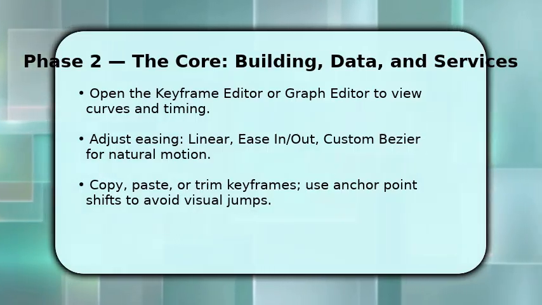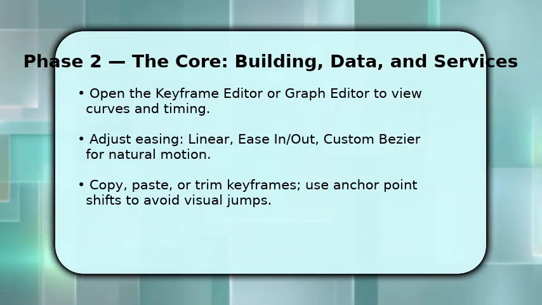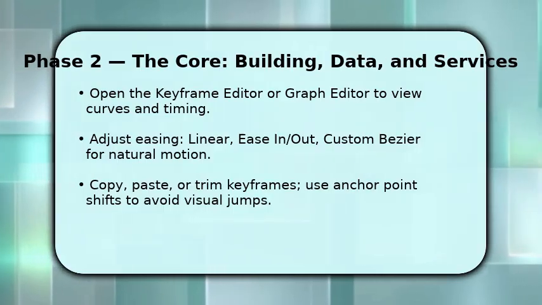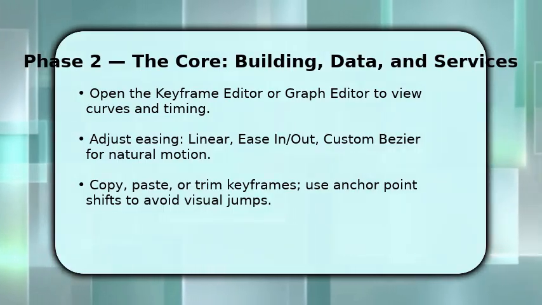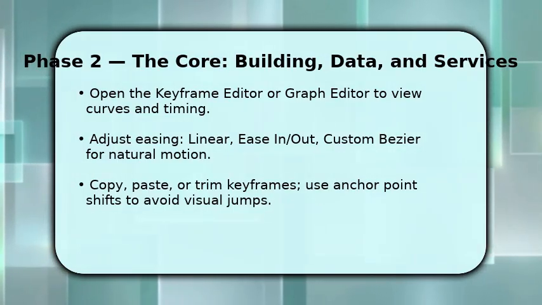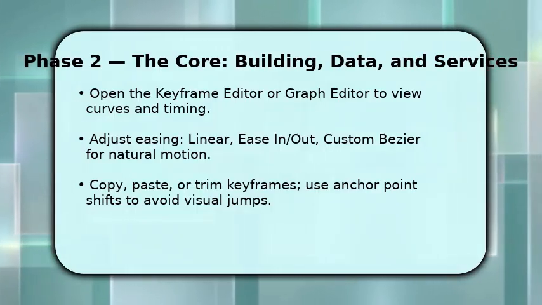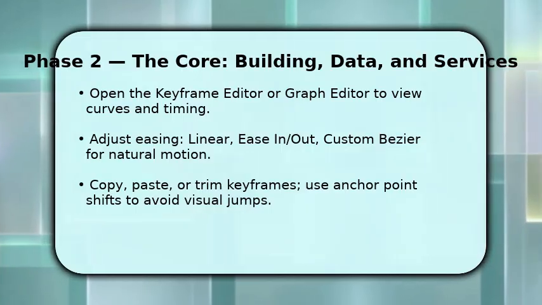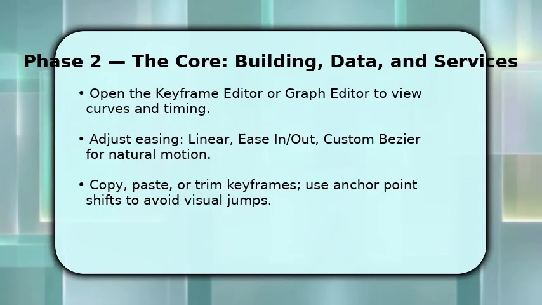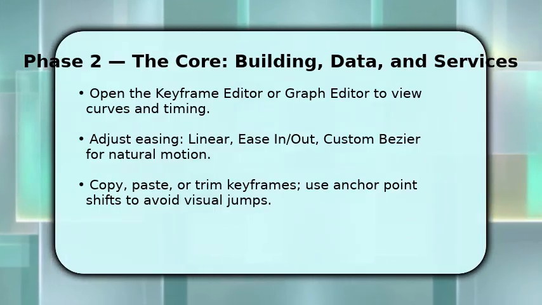You can switch easing from linear to ease in or ease out, or drag handles for a custom Bezier curve to control acceleration. Also, copy and paste keyframes for repeating patterns, and nudge timing by dragging multiple keyframes together. Make sure to zoom the timeline when working tiny adjustments. Precision at this stage prevents jitter later on.